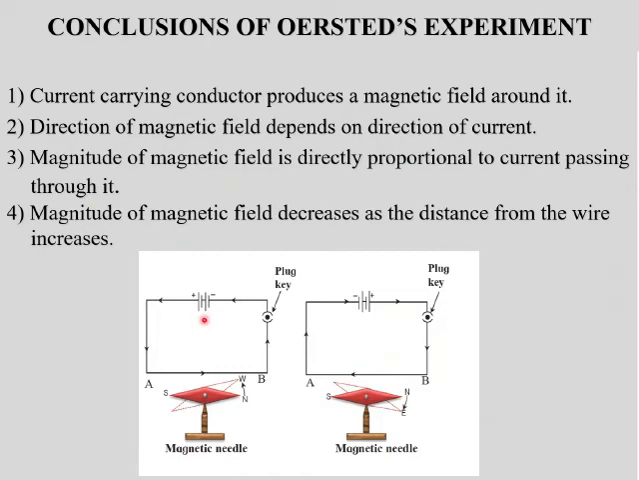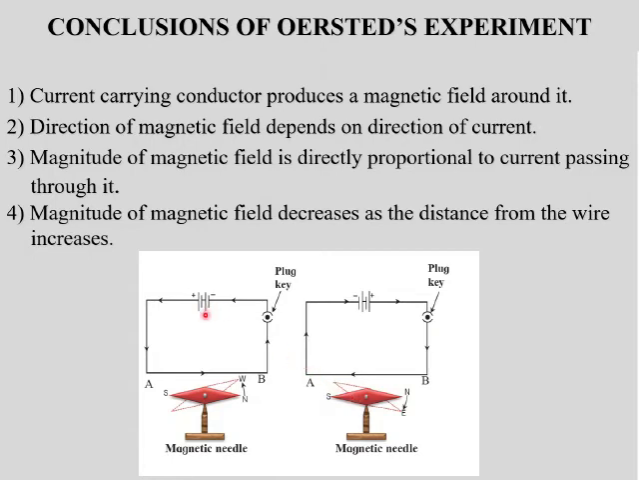Right now we have two cells and we observe the deflection in the magnetic needle. If we increase the number of cells, we will increase the magnitude or the strength of the magnetic field. The greater the number of cells, the greater is the current, and so stronger will be the magnetic field and greater will be the deflection in the needle.